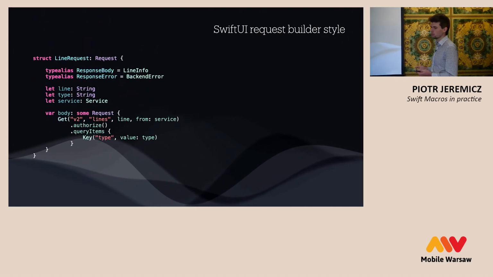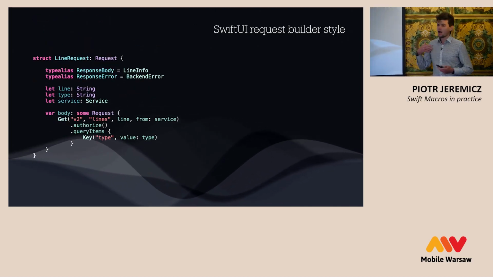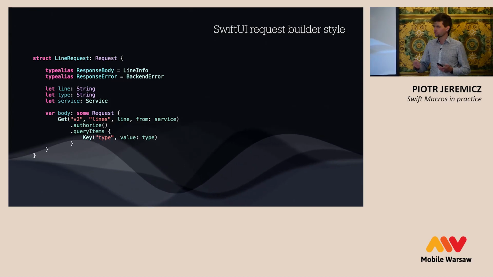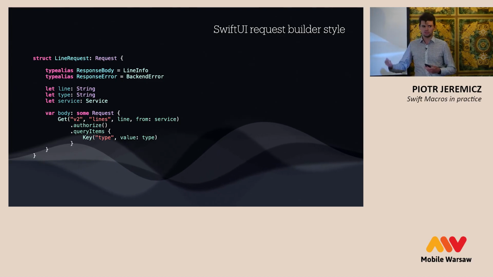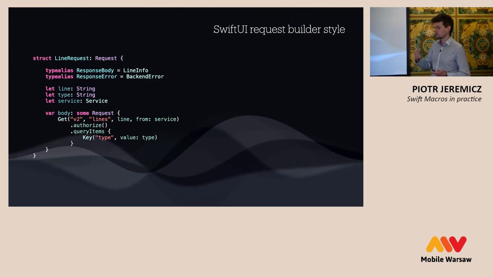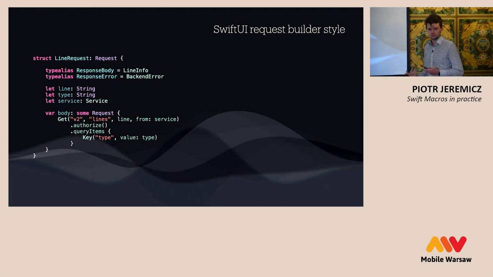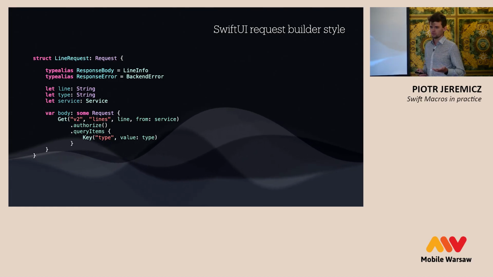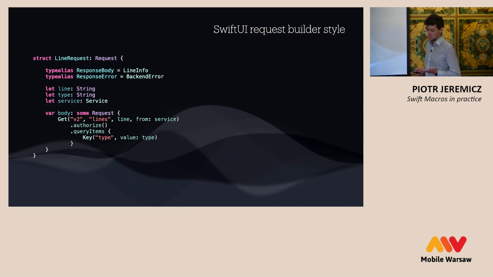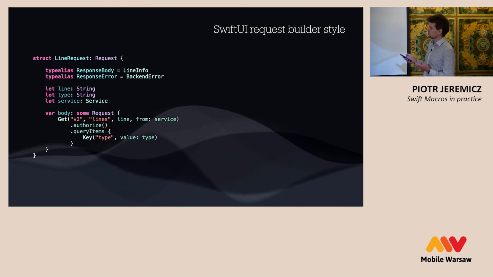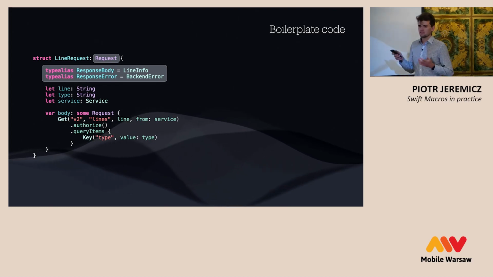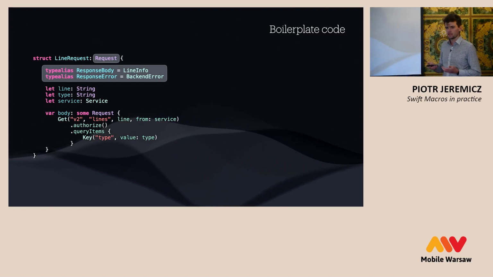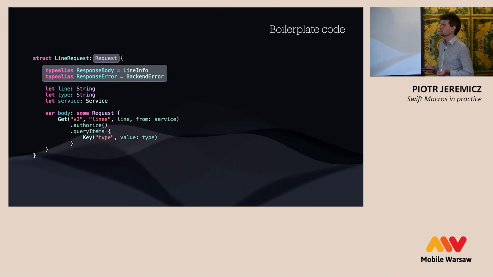So I took the SwiftUI approach to build views and tried to implement it in the networking layers to make it clear how the request looks like and how the response should look like after we call the server for this response. As you can see here, we have the type aliases that provide us the information about what will be the response type and response error from the server. Of course, everything is based on the request protocol.